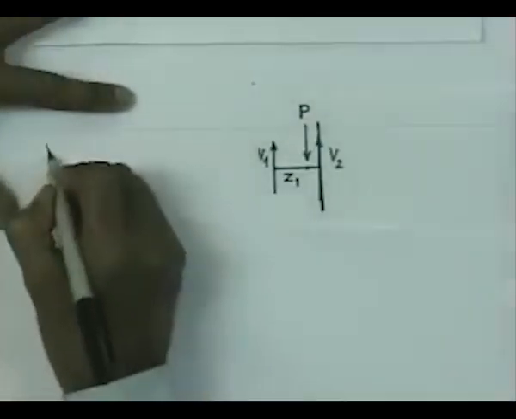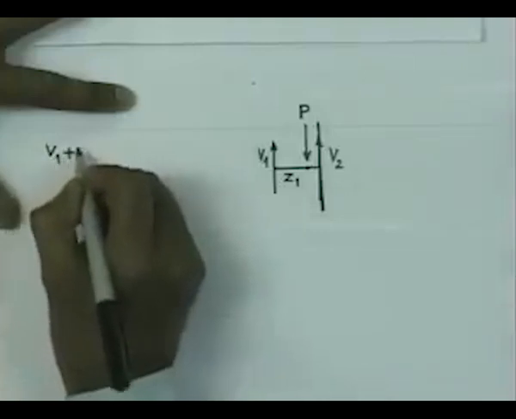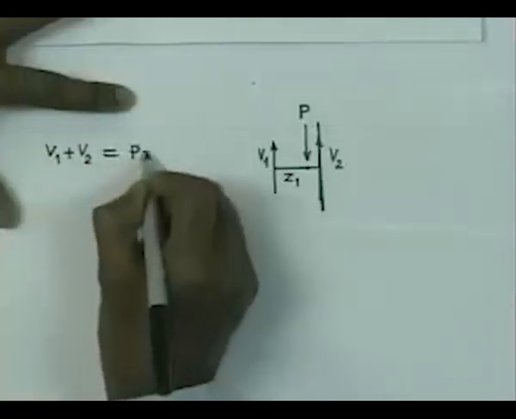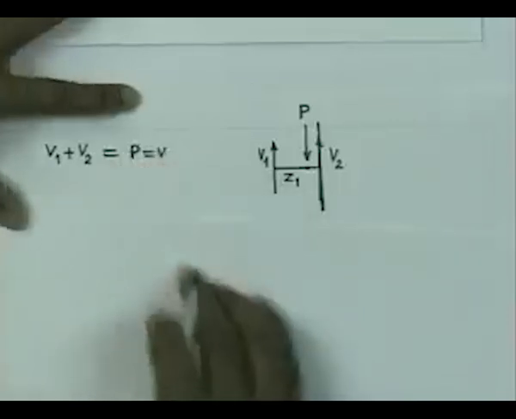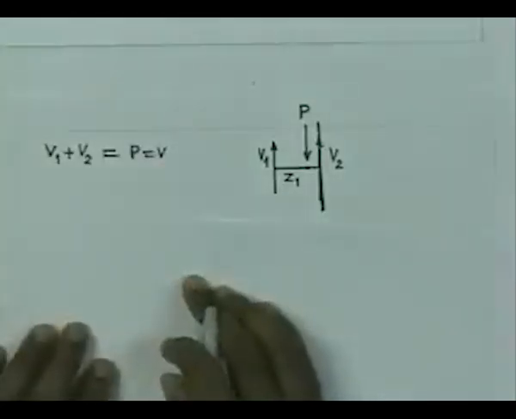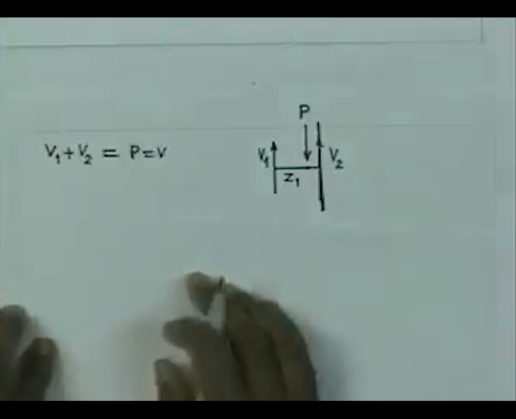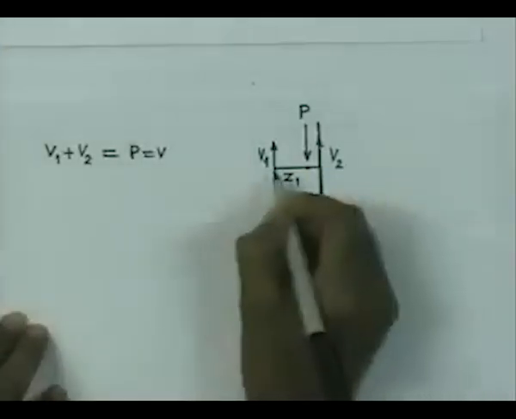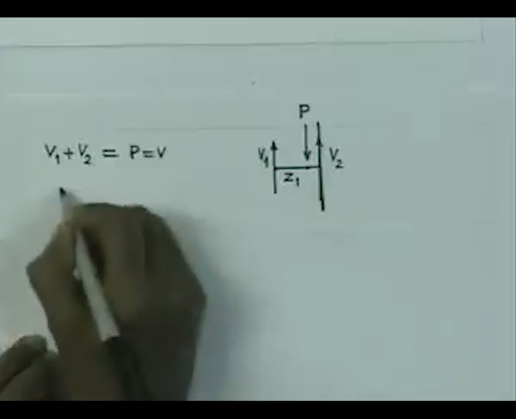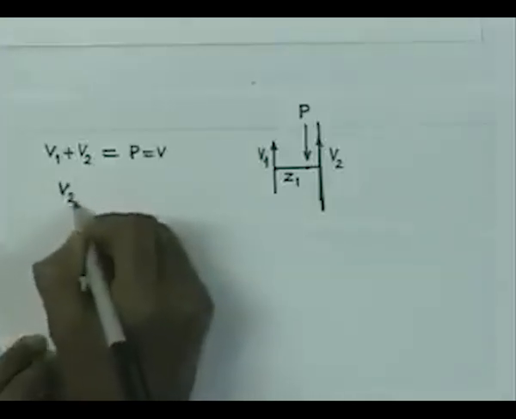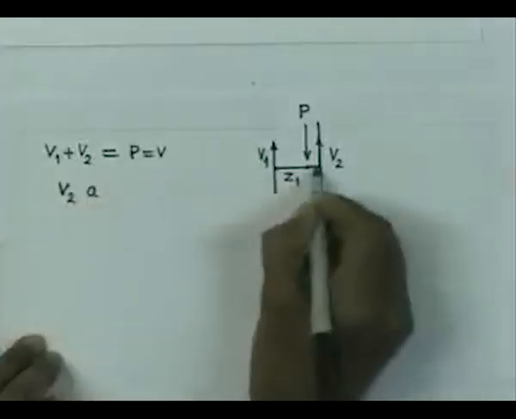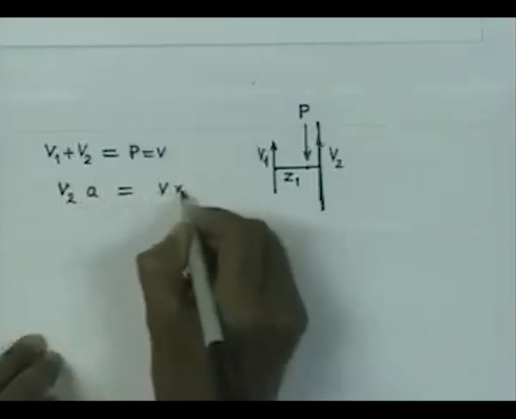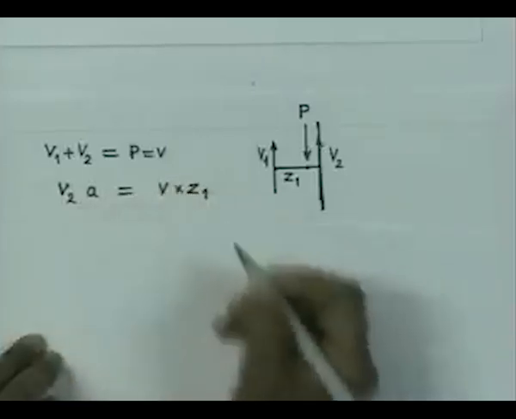First of all, we have V1 plus V2 is equal to P, which is nothing but the total shear force, and now we must see the moment balance also. So, we can now write, if I take the moment about this point, we are going to have V2 into A, this distance is A, is equal to V into Z1.